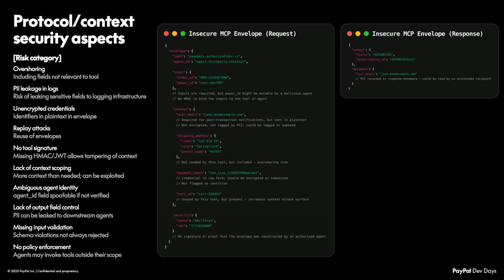And there are ways to transmit that information securely. There could be PII leakage in the logs. So then what is the risk of leaking sensitive fields to logging infrastructure? Because you might have logging processes that are running in the background that are tracking all the MCP calls. So then is there any PII leak that happens in the logs themselves? Unencrypted credentials, which are identifiers in plain text in the envelope. So you find some of that here as well. Replay attacks, where you could reuse the envelopes repeatedly to replay an attack. In this scenario, we also see that there is a missing HMAC or a JWT signature, so that could allow tampering of the context as it's on the way.